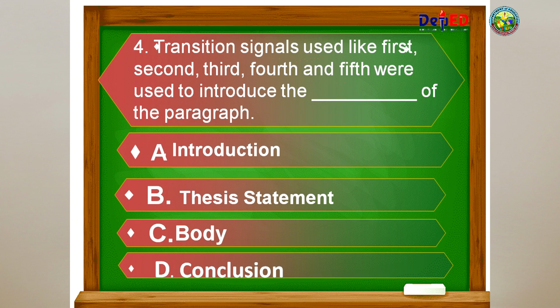Number 4. Transition signals used like first, second, third, fourth, and fifth were used to introduce the blank of the paragraph. A. Introduction. B. Thesis statement. C. Body. And D. Conclusion.